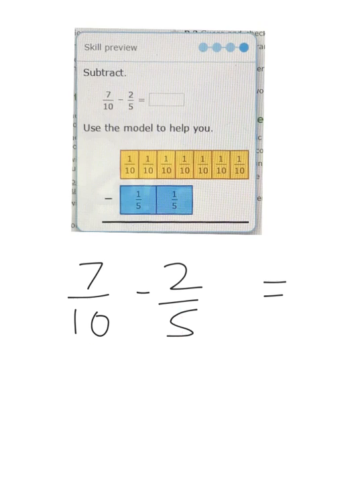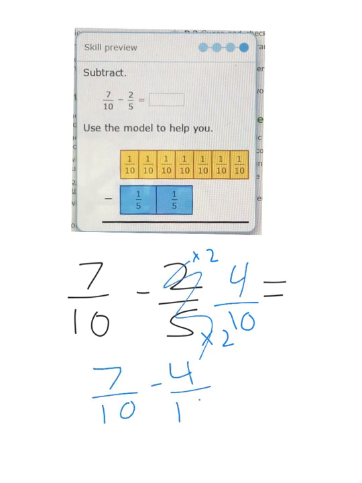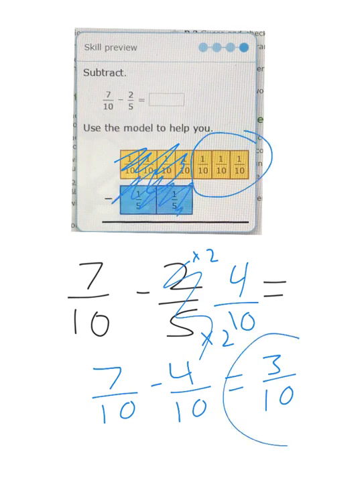How can I get from 5 to 10? Obviously, I times by 2. Times by 2 to the bottom, times by 2 to the top. End up with 5 times 2 is 10. 2 times 2 is 4. So now I'm doing 7/10 minus 4/10 equals 3/10, just like I suggested, which, again, if we cancel that and that, we end up with 3/10. So it does make sense that's our answer.